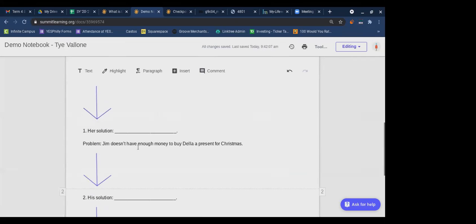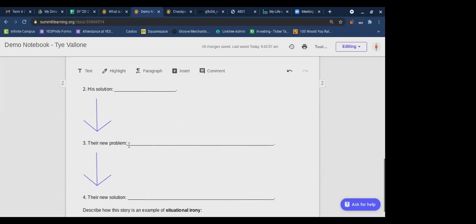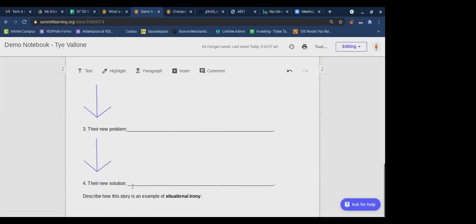And then what is the new problem that both of their solutions lead to? Because they each choose to do these things, what's the problem they have now? You're going to put that on this line. And then what's their new solution to that problem? And then finally, based on that, you'll be able to tell me in about 1 or 2 complete sentences, how is this an example of situational irony?